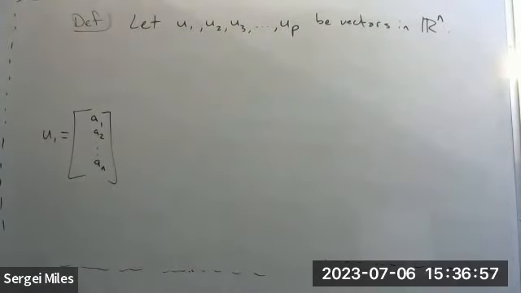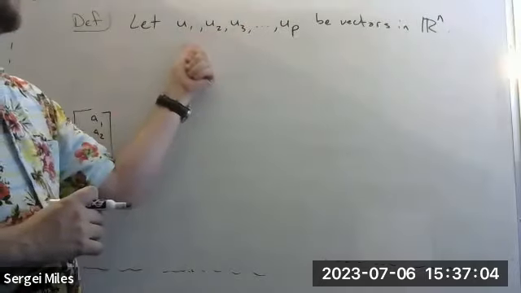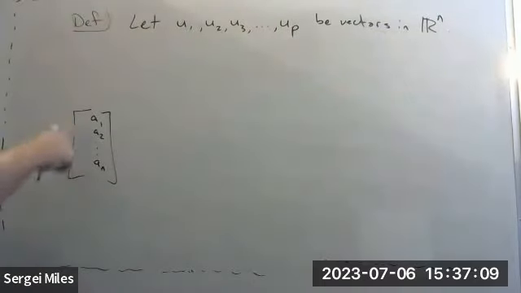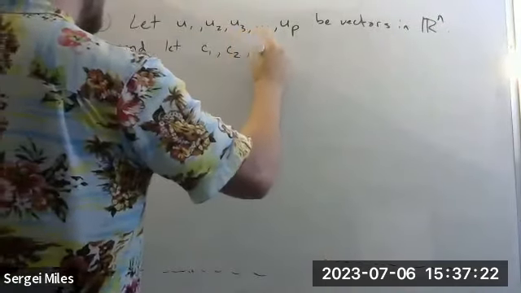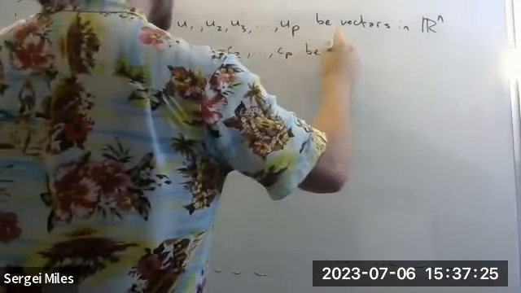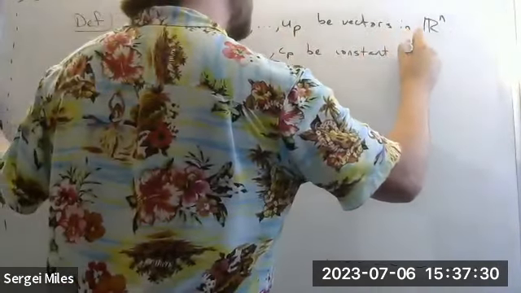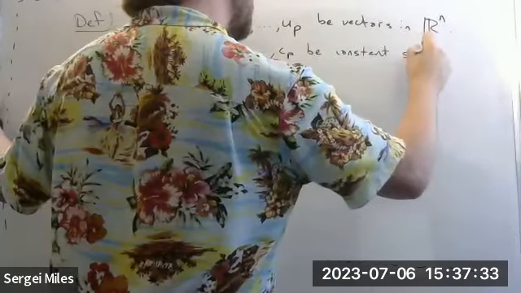Okay, so p and n are two different constants. p and n are not necessarily equal. p is telling us how many vectors I'm looking at. n is telling me what dimension my vectors are in. How many entries do I have for each vector, right? All right, c1, c2, through cp be constant scalars. These are just constant real numbers. They're not vectors, just constant real numbers.